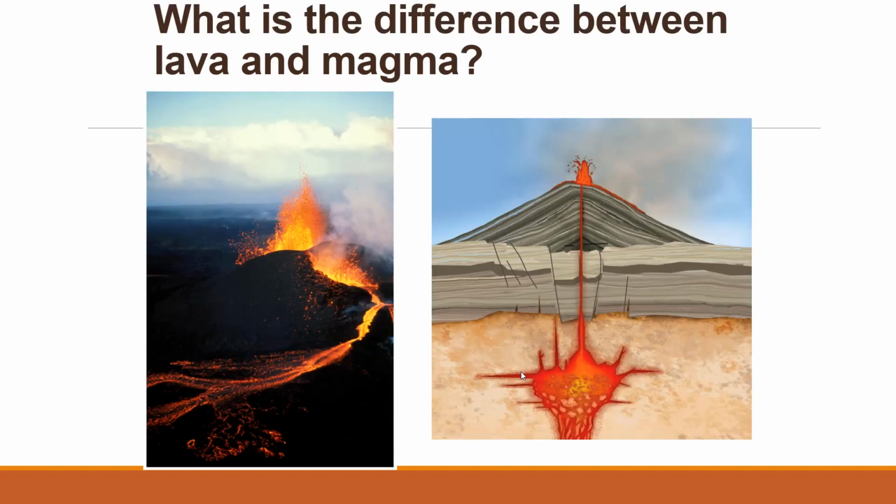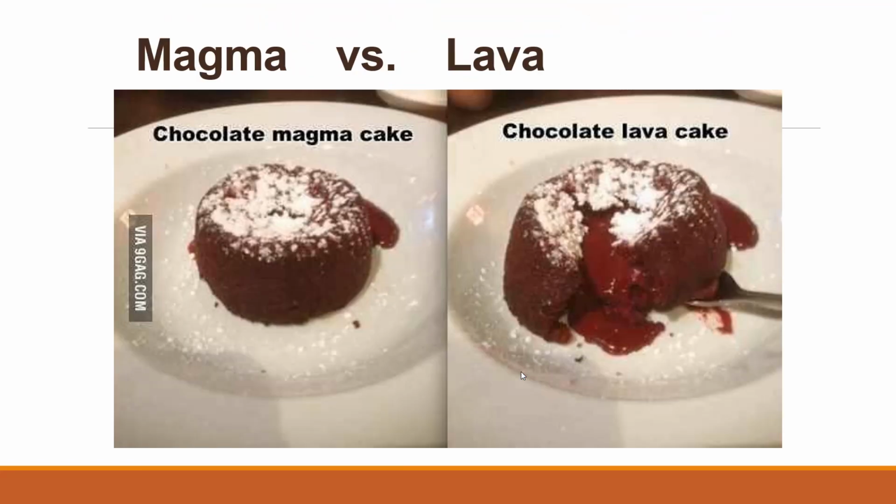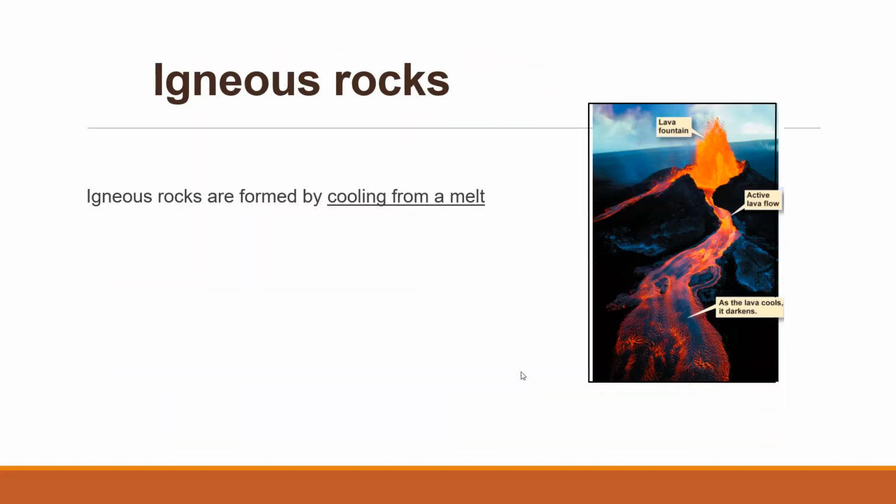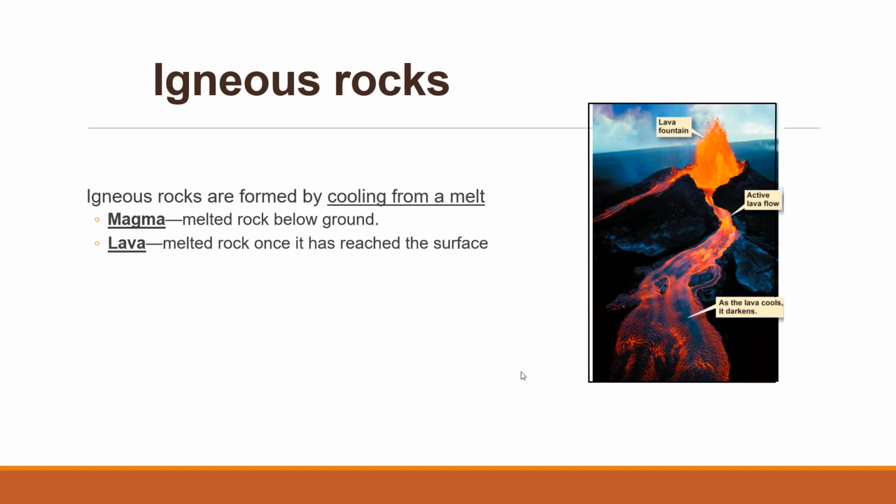Difference between lava and magma, we've already gone over this. Magma is beneath the ground, lava is above the ground, so your lava cake is not lava cake until you cut into it. Igneous rocks are going to be cooled from melts, so the magma is melted rock below the ground. Lava is when it reaches the surface.